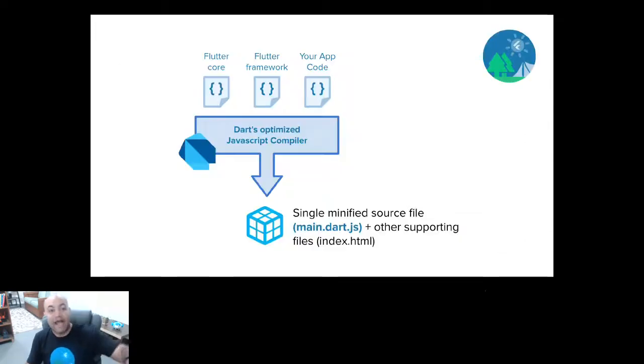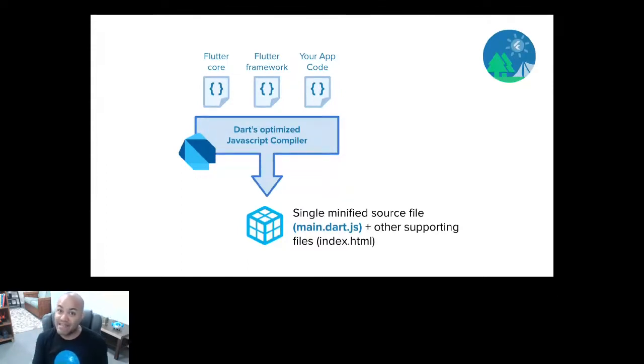This is what it looks like. After you have all your code, the way that Flutter packages it for you is it grabs all the Flutter code, it packages the core of the Flutter framework, and then it packages it with the code in your application. It runs it through a Dart optimized JavaScript compiler. So it grabs all the Flutter framework, your application code, runs it through the Dart compiler, and it generates a single JavaScript file, and it's called main.dart.js. All of that is encapsulated, minified, and bundled into a single JavaScript.